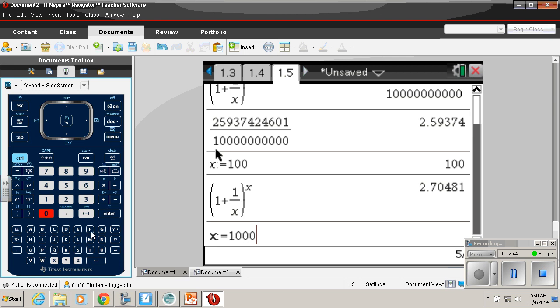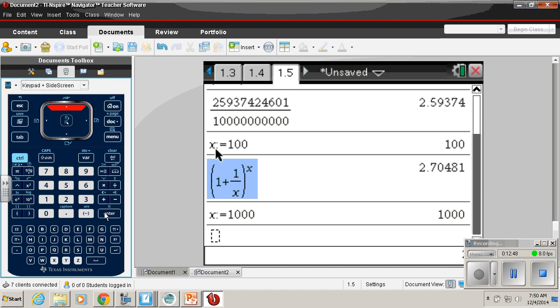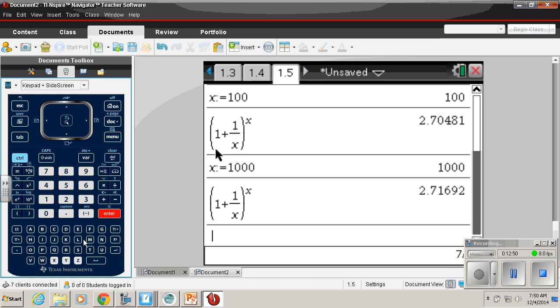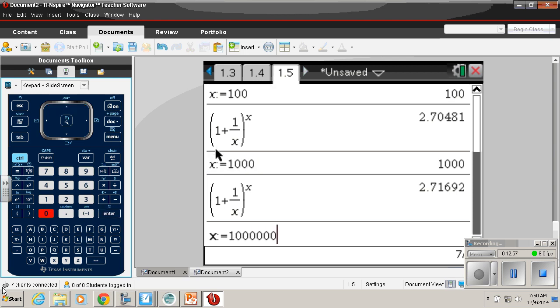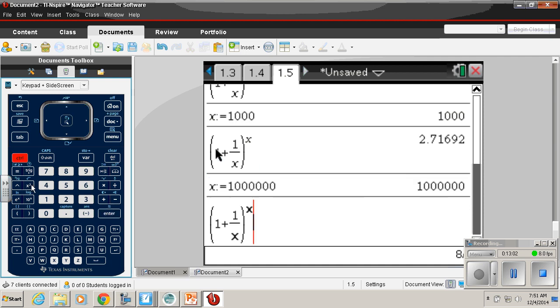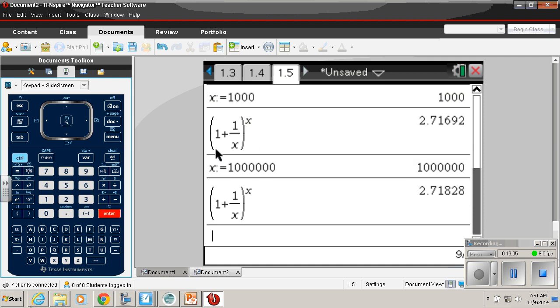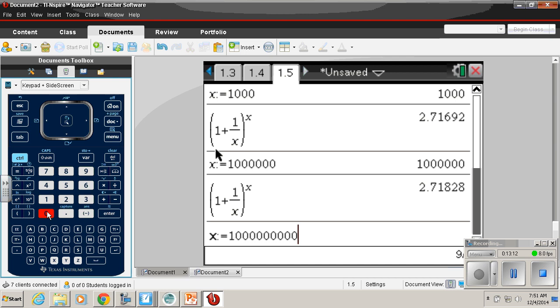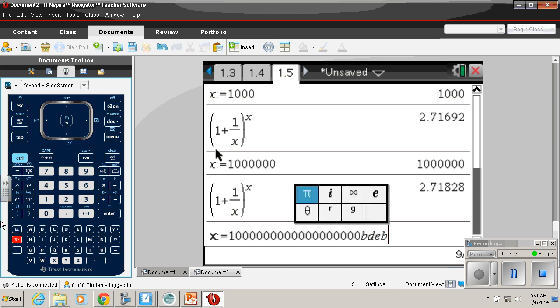Let's try 1,000. 2.71, okay, so it's not increasing as much. Let's try a really big x value. So what is that, 1,000,000? 2.718, okay, so maybe it's 2.71 it's approaching. Let's get x to be really big. A bunch of zeros here. Not sure what happened there, but there we go.